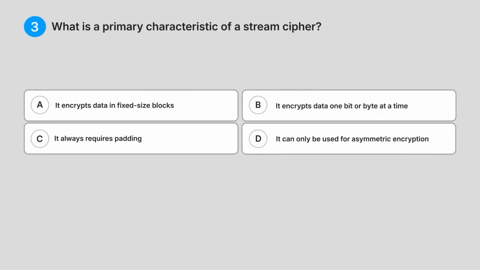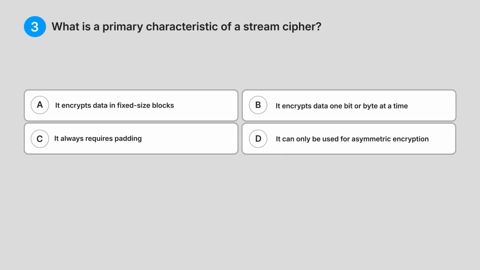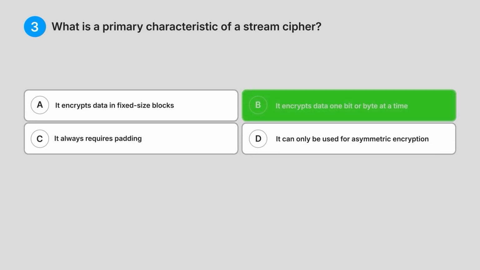3. What is a primary characteristic of a stream cipher? A. It encrypts data in fixed-size blocks. B. It encrypts data 1 bit or byte at a time. C. It always requires padding. D. It can only be used for asymmetric encryption. Do you know the answer? Correct answer, B. It encrypts data 1 bit or byte at a time.